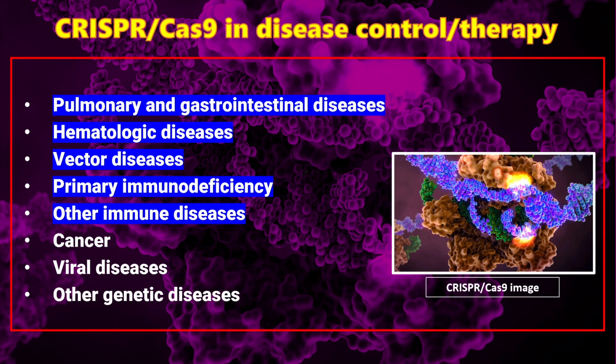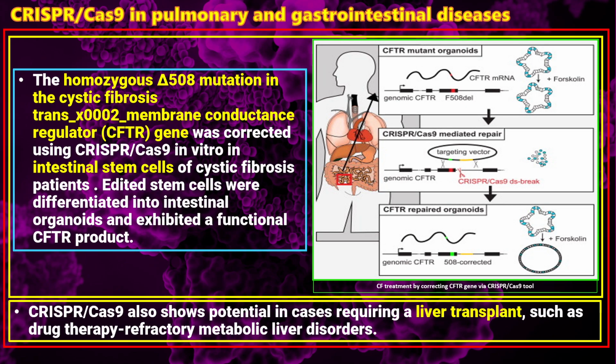Here are some diseases which can be cured and corrected using genome editing by the CRISPR-Cas9 system. Due to the time constraint, I will discuss only the first 5 diseases. And here on the right-hand side we can see the CRISPR image. CRISPR-Cas9 in pulmonary and gastrointestinal diseases.